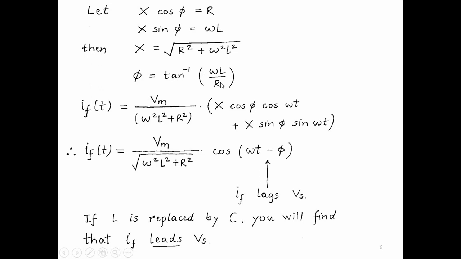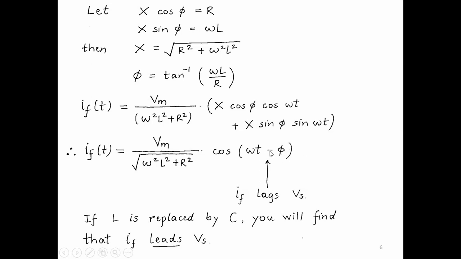And so we can write the IF, the forced response, as Vm by this, the prefactor, into, so x cos phi is R and x sin phi is omega L. So we can write it in this form. And then this of course is cos omega t minus phi, and the x comes out. X is this, so the denominator becomes a square root. So we can write IF in this form, which is a magnitude times cos omega t minus a phase.